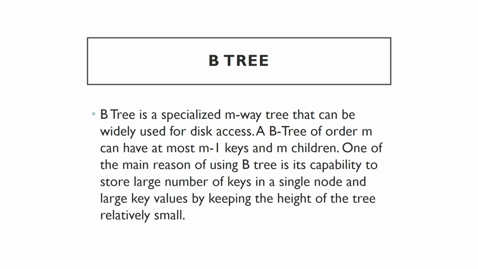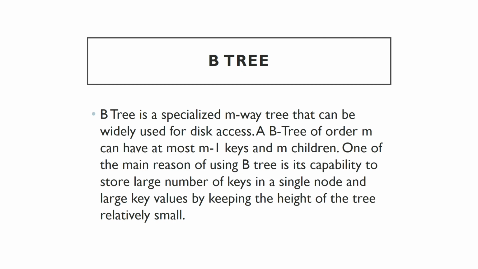A B tree is a specialized M-way tree that is widely used for disk access. A B tree of order M can have at most M-1 keys and M children. One of the main reasons for using a B tree is its capability to store a large number of keys in a single node, and large key values, while keeping the height of the tree relatively small.